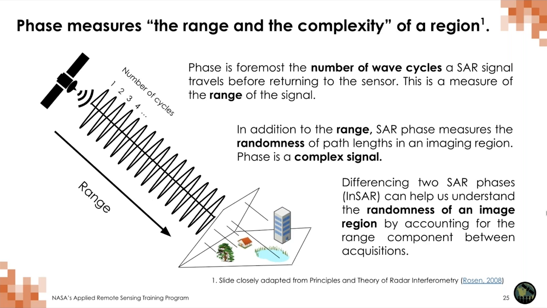But in addition to range, SAR phase measures the randomness of path lengths in an image region. So you can see these little path lengths that are drawn here. They all have slightly different lengths, and they're going to different types of surfaces within the region. And that'll cause randomness in the region, which makes SAR phase a complex signal. But we can sort out the complexity of an image region by differencing two SAR phases, in our case acquired at different times, and accounting for the range component and getting just an idea of the complexity within that region.